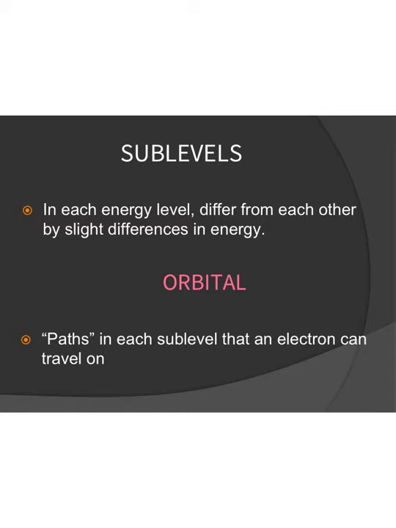Now, on these sublevels, we have what are known as your orbitals. The sublevels in each energy level differ from each other by slight differences in energy. Orbitals are the paths in which an electron can travel, or that we imagine them traveling.